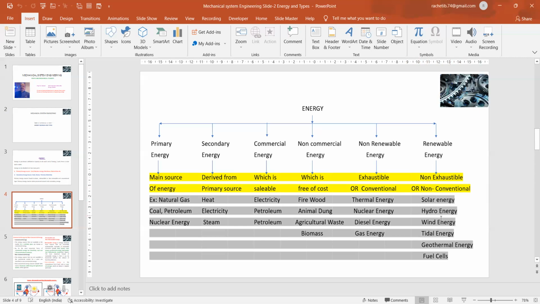Examples are solar energy, hydro energy, wind energy, tidal energy, geothermal energy, and fuel cells. Solar energy is obtained from the sun, hydro energy from water, wind energy is available from wind, tidal means the energy available from the sea tides, and geothermal energy is the energy available from the earth's crust, you can say, and fuel cells, the energy available from the chemical reaction which takes place in the cells.